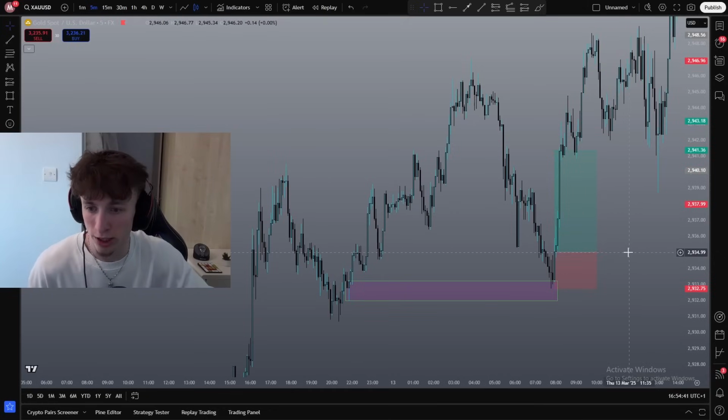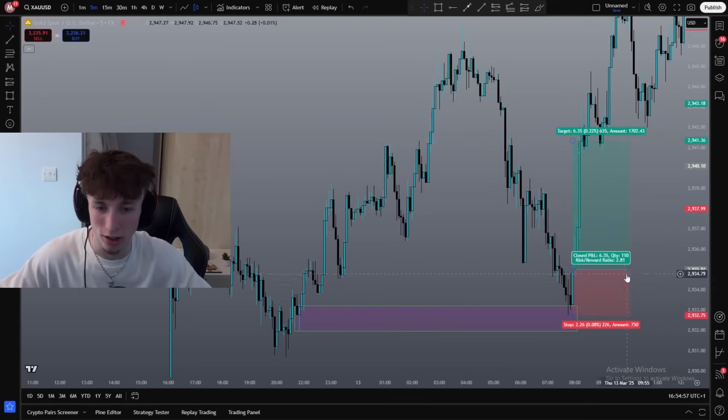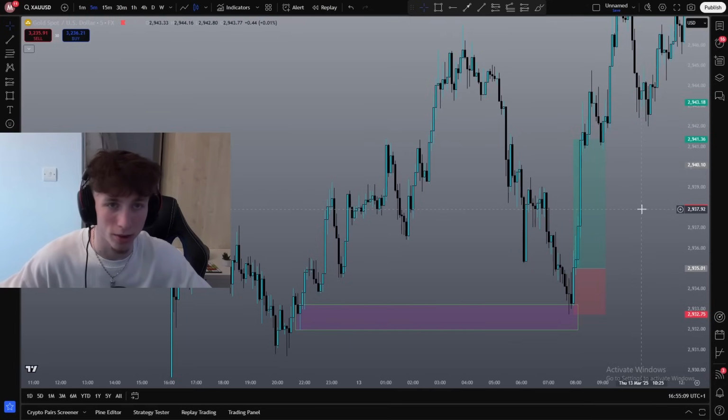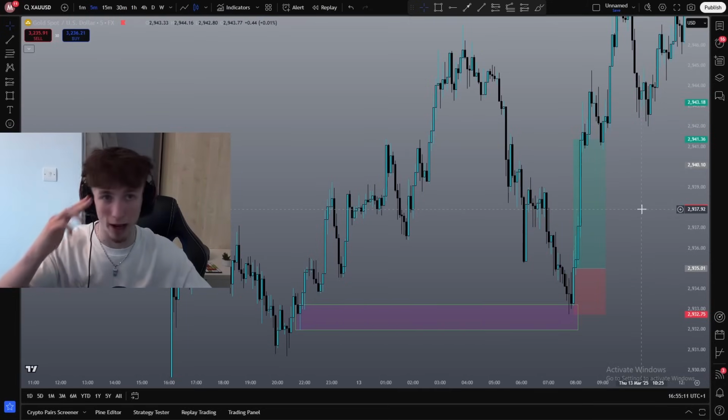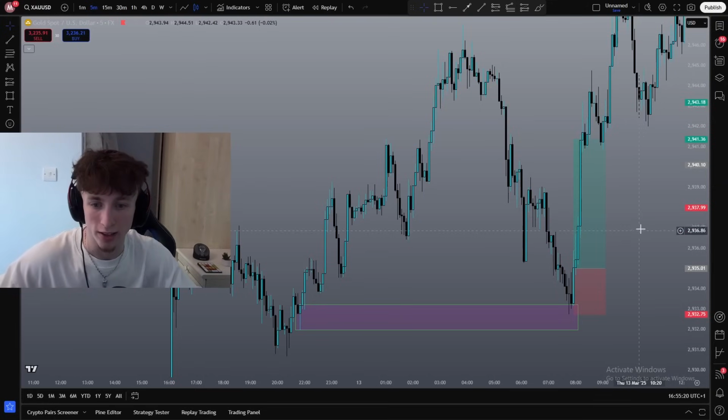Starting off with entries. Obviously every strategy needs a good entry model. Without it, it's pretty useless. You need something that can stay consistent, something that's worked over years, something that works in backtesting and live markets. And starting off with something extremely simple is the directional close.